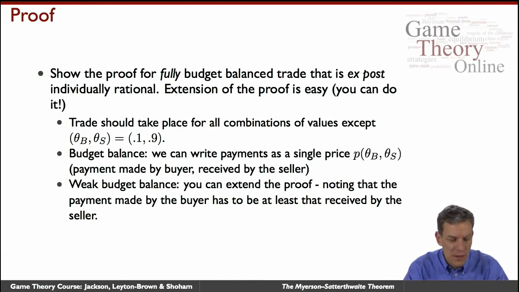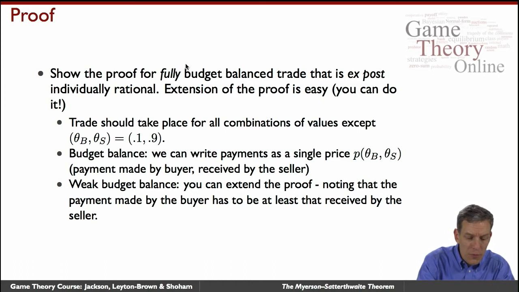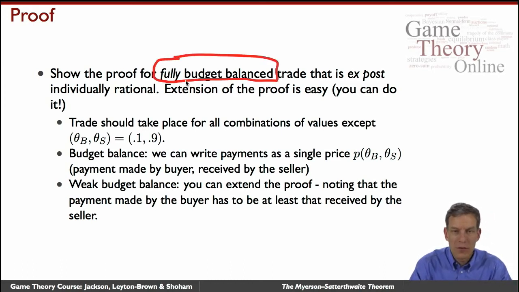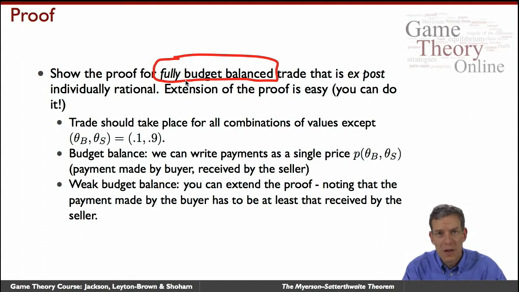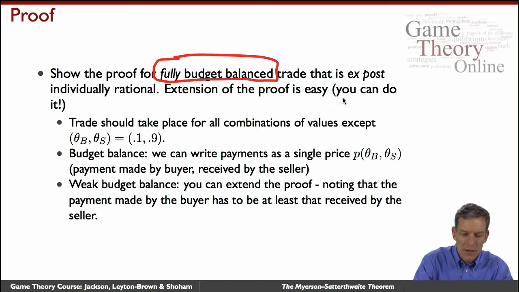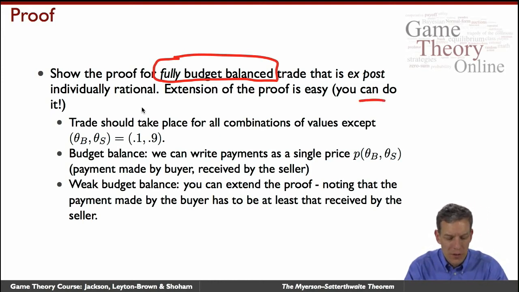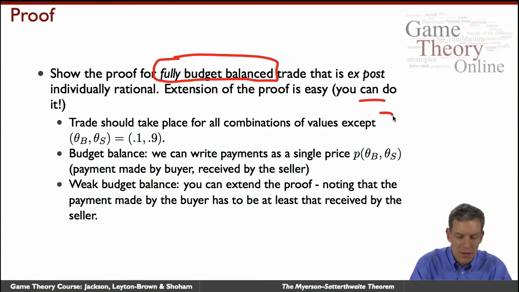What I'm going to do is show the proof for full budget balance, not weak budget balance. That's going to make the proof a little bit easier. It's going to be very easy to extend, so I will allow you to do that for the case where we don't require full budget balance. And so here, trade should take place for all of the combinations except when the buyer and seller values are 0.1 and 0.9.